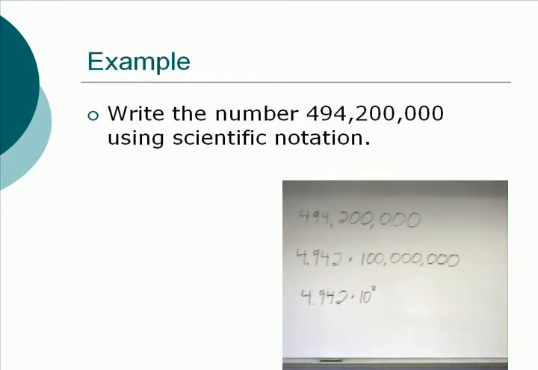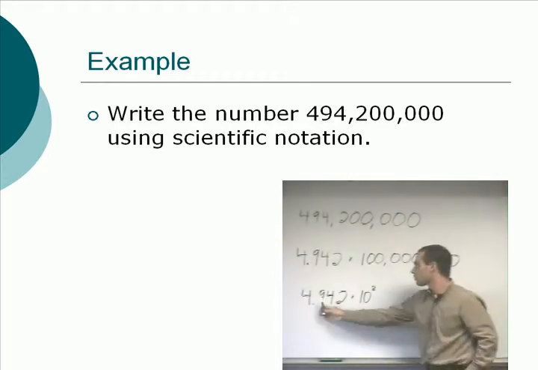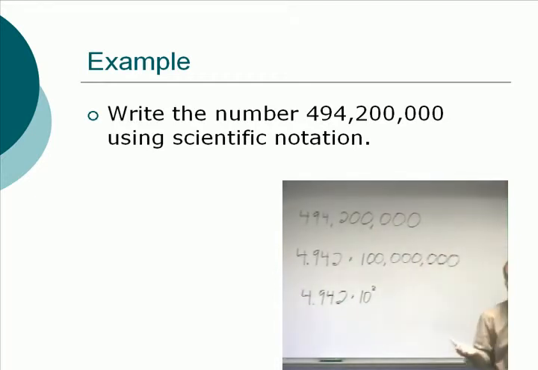Now, was there another option? I chose to make this 4.942 times 10 to the 8th. Is there any other options? Could we write it in scientific notation a different way? In other words, could you land that decimal place in a different spot and have a different power of 10? No. Why?